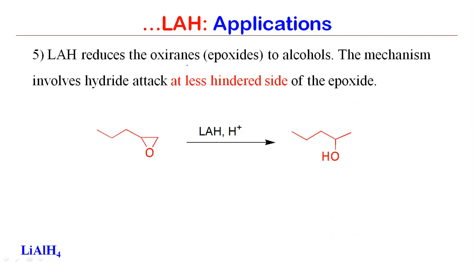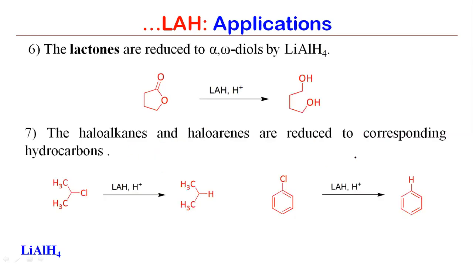The fifth one is epoxide. In case of an unsymmetrical epoxide, we can have two sides. One is less hindered, one is more hindered. Suppose A is more hindered, B is less hindered. Then the hydride attacks from the less hindered position, and this ring will open. Accordingly, after protonation, we can have this alcohol. You have to remember this also.